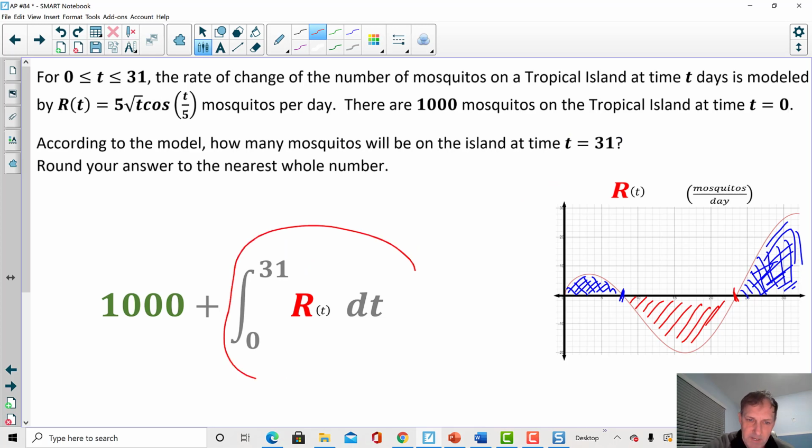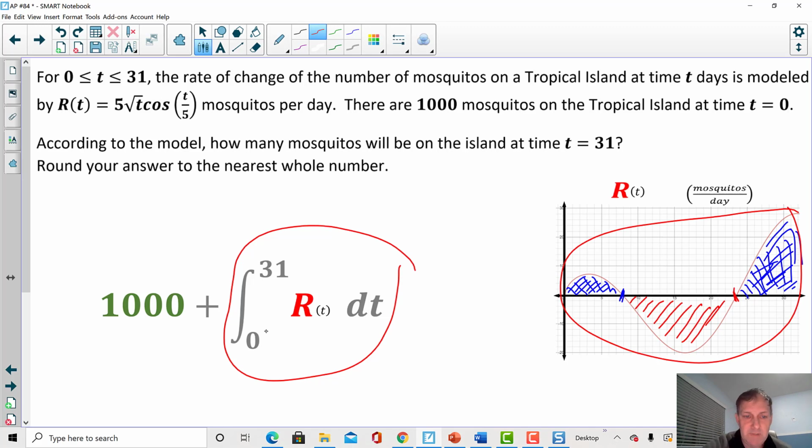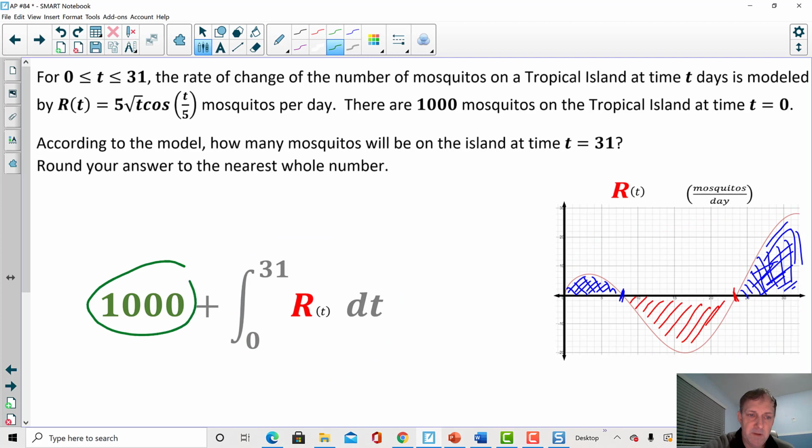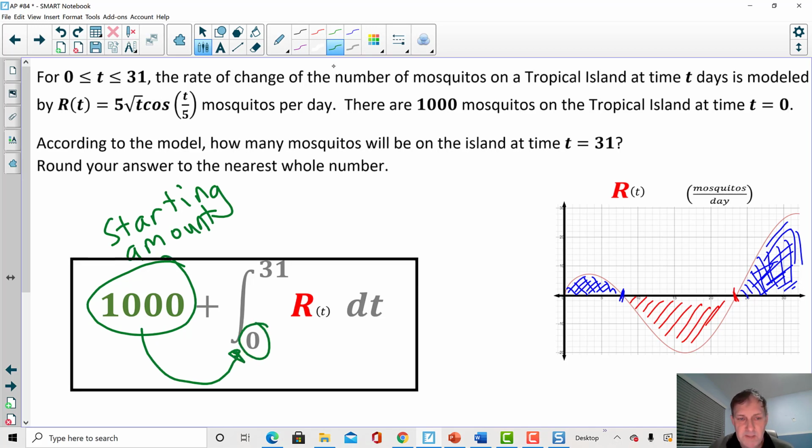So this integral right here represents all of these changes over here from the time t equals 0 to t equals 31. And the 1,000 that you see in front is really just the starting amount. So it's the number of mosquitoes that you had at this time right here. So if you take that starting amount at time t equals 0, and you add all the changes from 0 to 31, then this will equal the amount at this ending time. So this will be the number of mosquitoes that you have at time t equals 31 days.